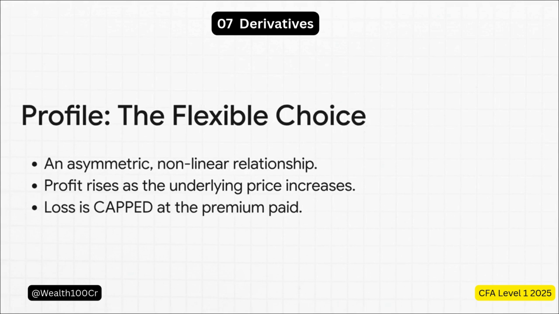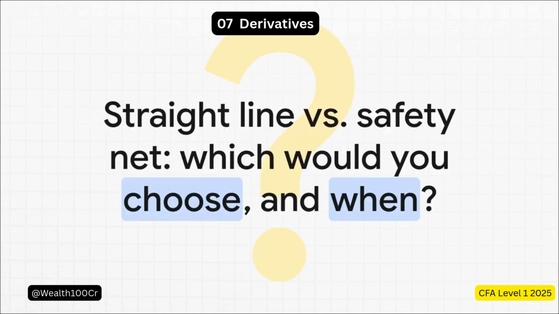And now look at the picture for the flexible choice. See, it is not a straight line at all. It looks like a hockey stick, doesn't it? When the price goes down, your loss is stopped. It hits a floor. It can never be more than the premium you paid. But when the price goes up, your profit can just fly up and up and up. This is the power of the option. Limited loss, but unlimited profit. And so we come to our final question.